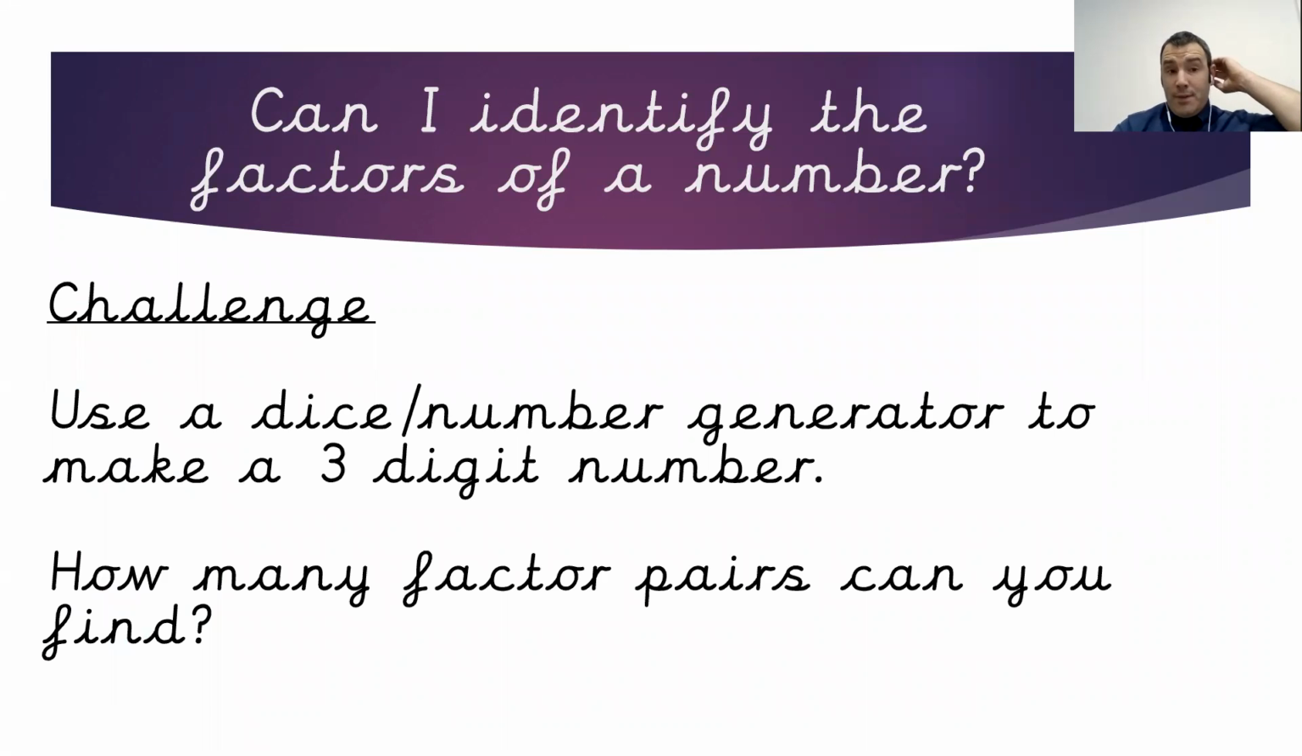So a challenge for you. Using a dice, if you've got one, or a number generator, you might need to ask mum or dad nicely if you can borrow a laptop. Generate a 3-digit number and see how many factor pairs you can find for that number. If you find a number that's only got 2 factor pairs, generate a new number and have another go.